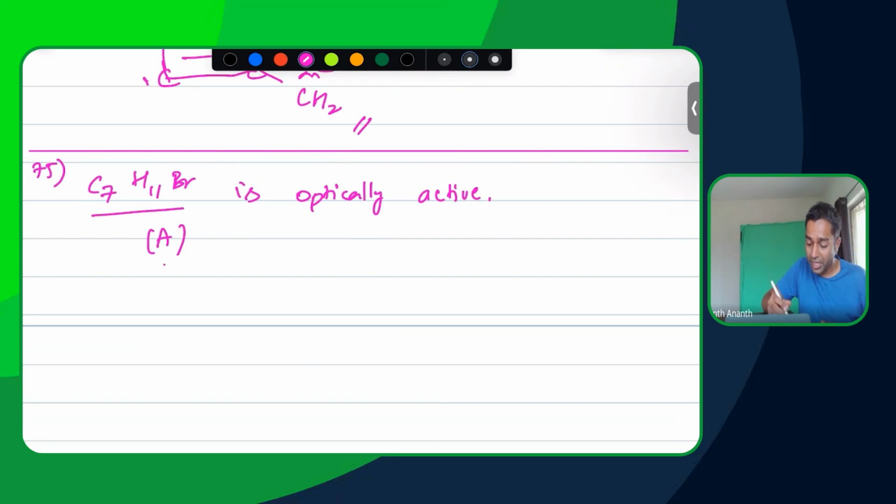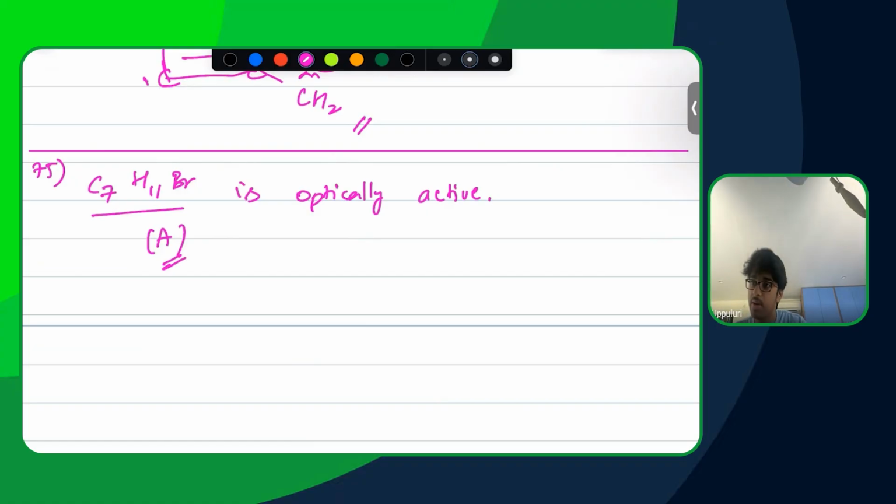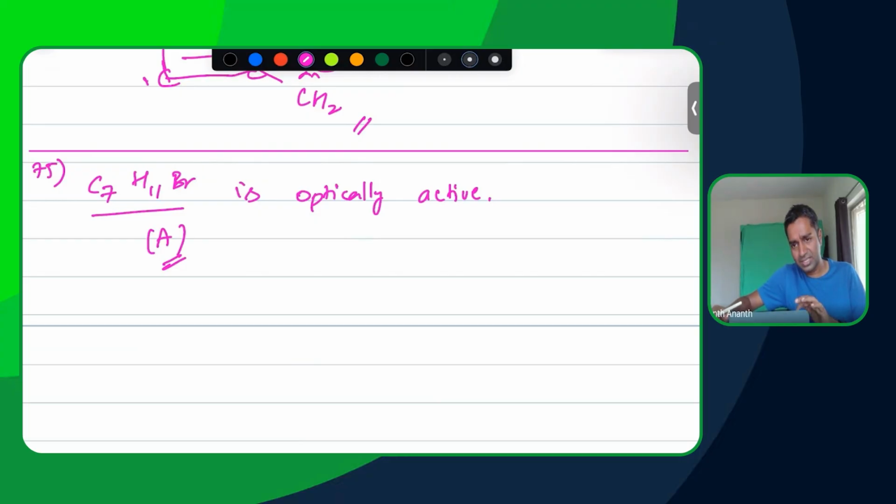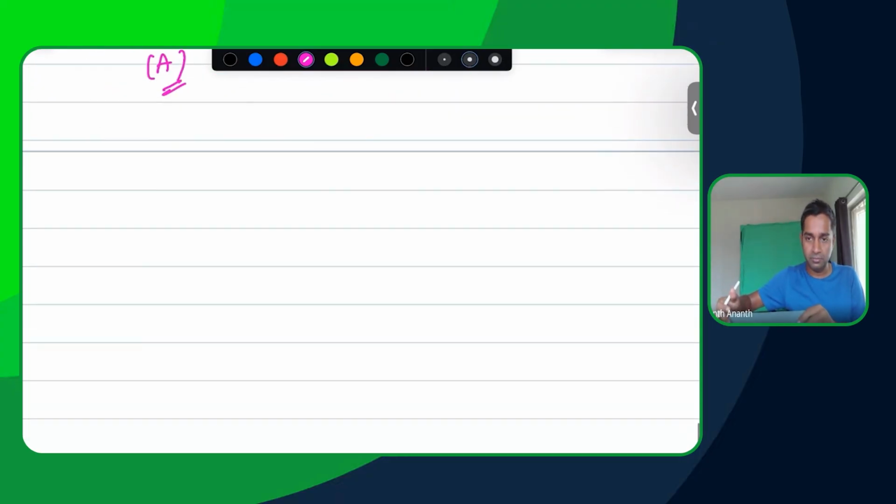Now, when you're going to be having A, what are all the possibilities for A? Currently it looks like C7H12 if the bromine is removed. If it was C6H12, it should have had one double bond or one ring. If it is C7H12, what should it have? It should have become C7H16.